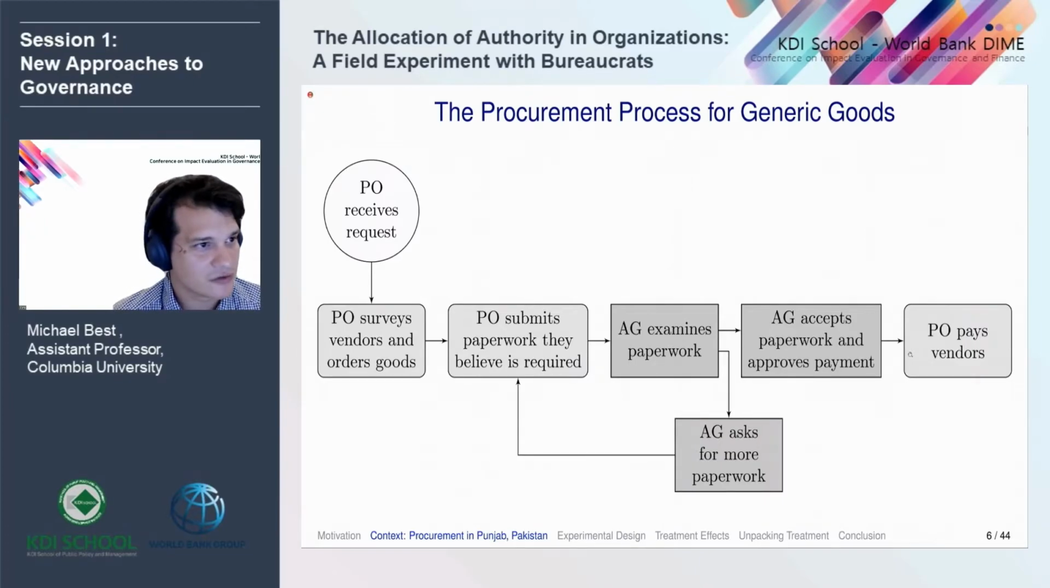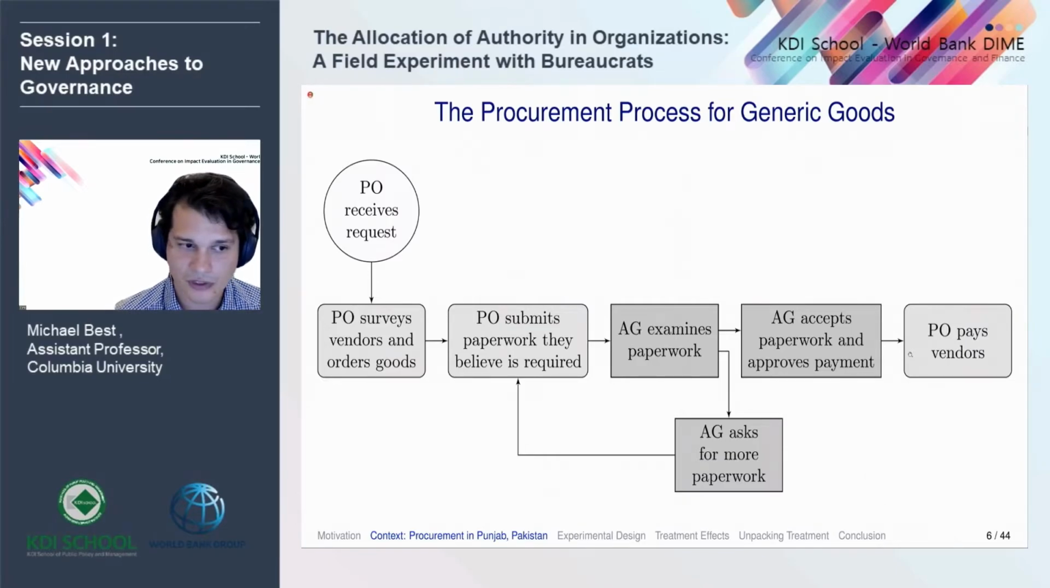At the beginning of this process, there's going to be, say, a teacher who goes to the procurement officer and says, the school year is starting soon and we need textbooks for the children, please buy them. And then the procurement officer is in charge of going into the market and asking vendors what prices they might be able to deliver the textbooks the school needs. The procurement officer then submits all of the paperwork that they think is required to make this purchase to the accountant general.